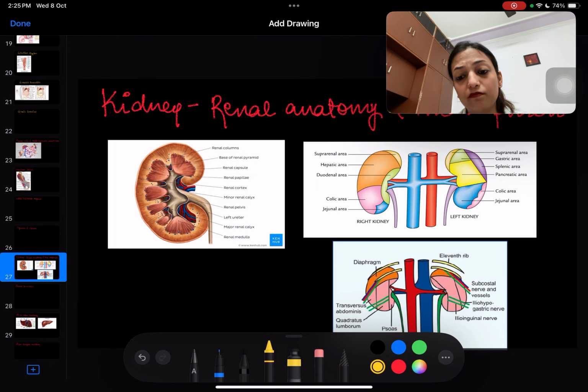We all know a lot of things about kidney. So this is going to be the last topic, I think, today. Then we'll be continuing the other things in maybe another class.